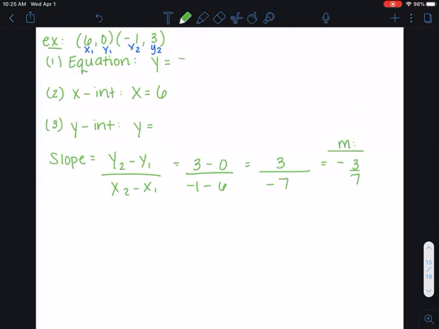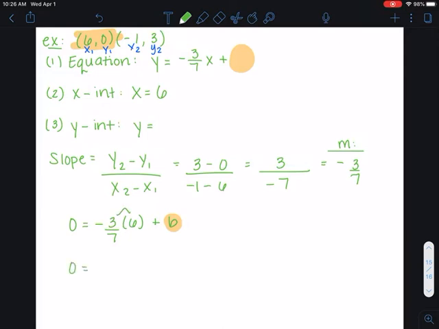So this is m. So we can put that here, negative 3 over 7. We have to find what b is. So negative 3 over 7x plus, and I have to fill in this spot here with whatever b is. So let's solve for that. I'm going to go ahead and pick this point because it does not have any negatives to work with. So I'm going to plug in 0 for y. Negative 3 over 7, x is 6, plus b, and we're going to solve for b.